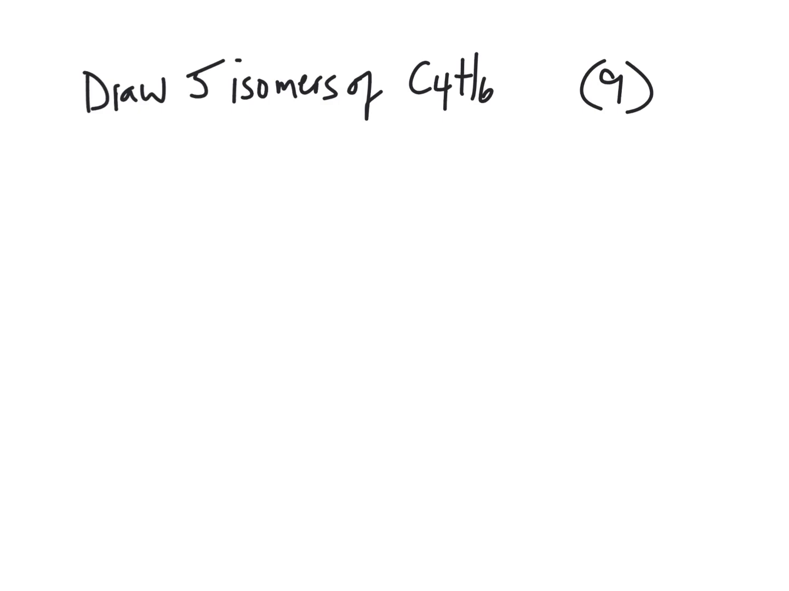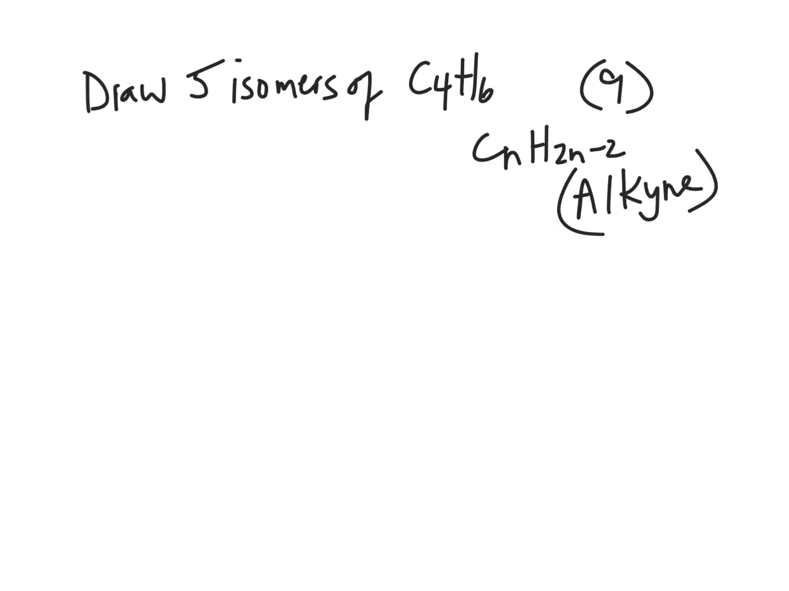One thing you should realize again is if you look at the general formula, this looks like a CnH2n minus 2, doesn't it? Okay, so you may recognize that means an alkyne is at least one of the forms. So let's try and come up with that alkyne.